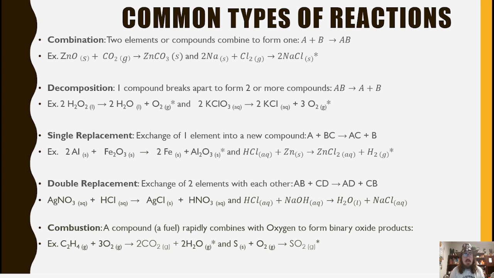Hydrogen peroxide decomposes to form water and oxygen. That's why hydrogen peroxide will go bad over time. It will naturally decompose. We put in a little trace of stabilizer into the hydrogen peroxide to delay this effect, but it will undergo this decomposition. Potassium chlorate will decompose under heat to form potassium chloride salt and oxygen gas. That is something that will happen.